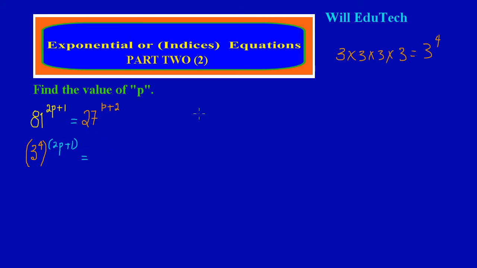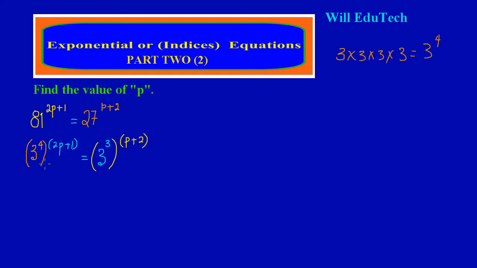Okay, now 27 can also be written as a base 3. So 27 can be written as base 3, and if you notice up here, we had 3 times 3 is 9, 9 times 3 is 27. So 27 can be written as 3 to the power of 3. Okay, and I'm just going to put that in a bracket also. And remember, 27 was raised to the power of p plus 2, okay, so we're just going to put that back in the power.